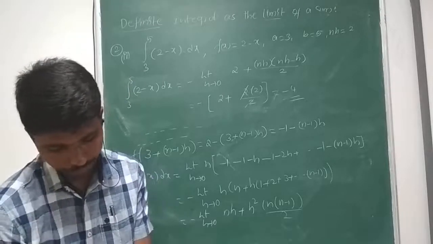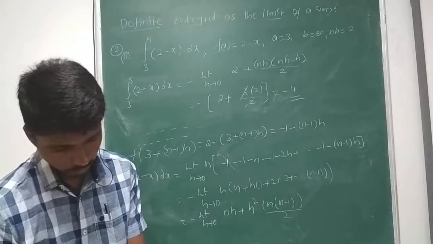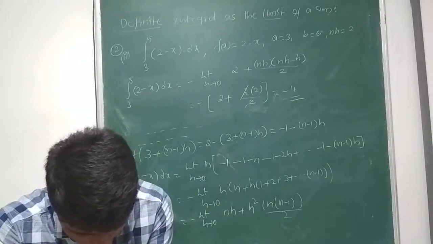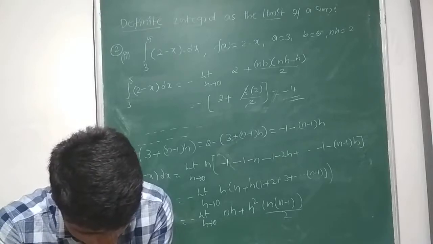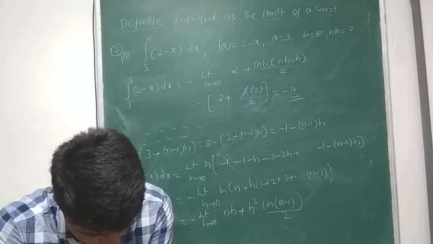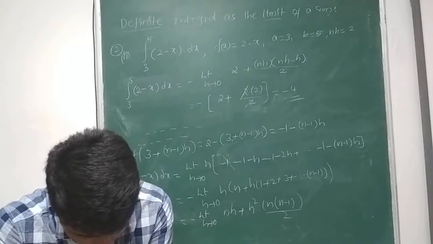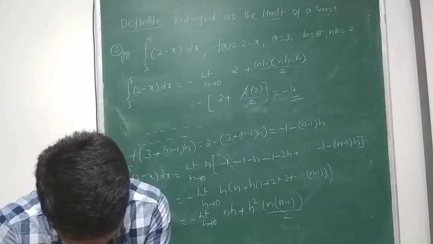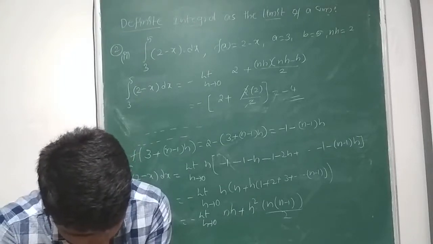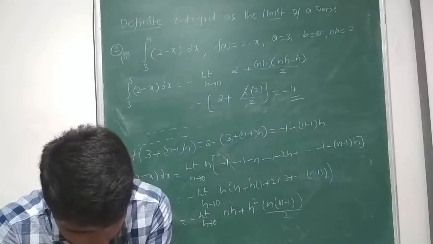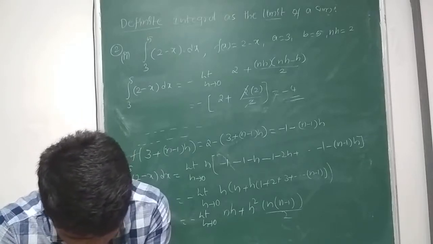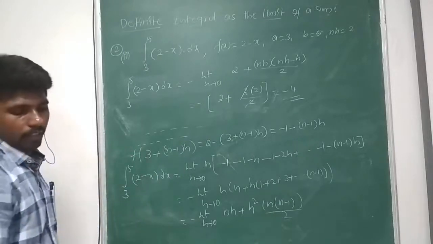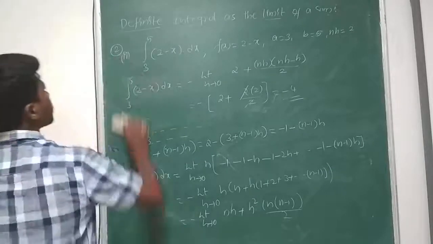Next question. Evaluate integral 0 to 3, 2x square minus 5 dx.